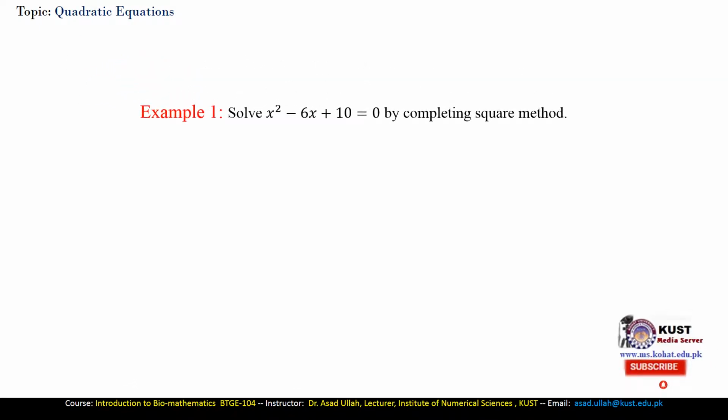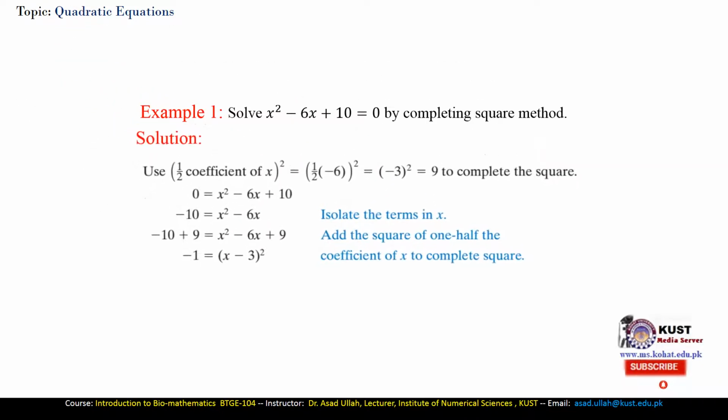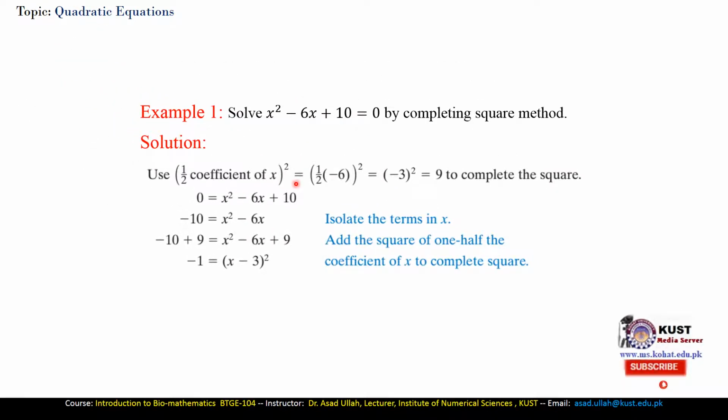Now to understand the completing square method, here we provide the first example, that is x square minus 6x plus 10 is equal to 0. We have to solve this equation by using the completing square method. In the solution, first we calculate the term that is to be added on both sides of the equation after separating the variables. It is (1/2 times the coefficient of x) whole square. The coefficient of x in this case is minus 6. So we get (1/2 times minus 6) whole square, which is equal to 9.